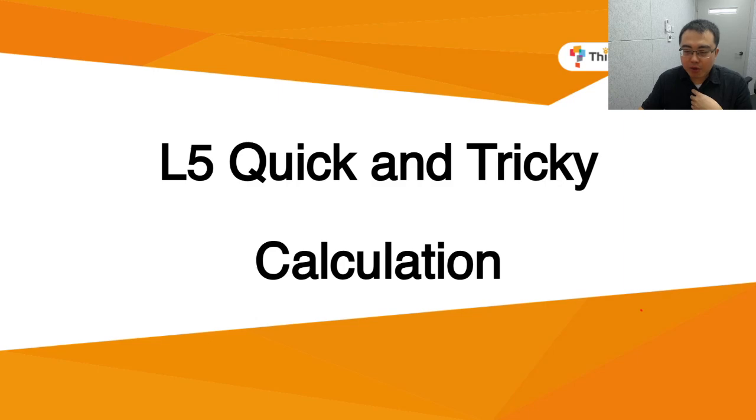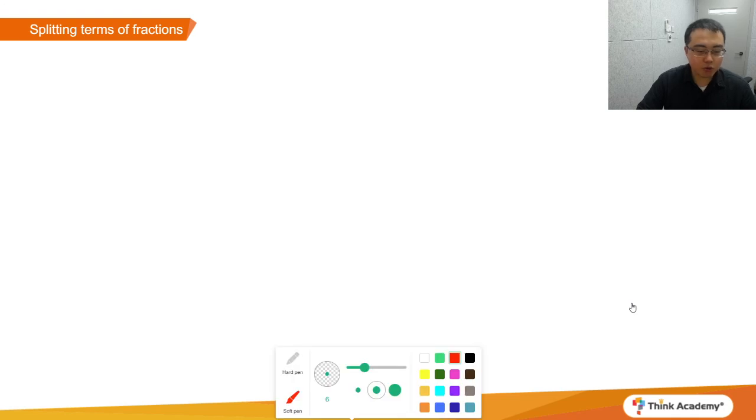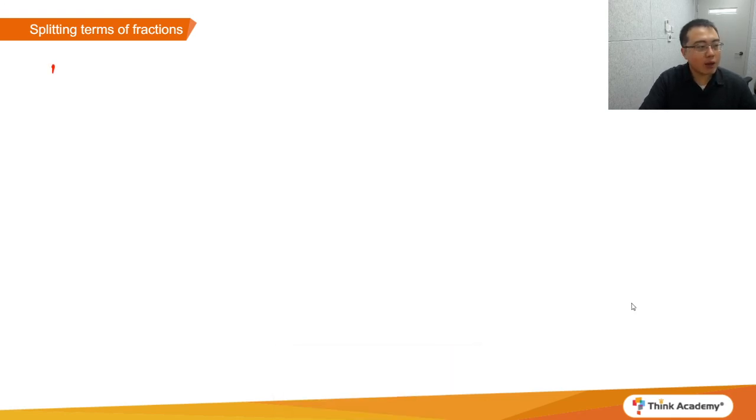Well, this week we will talk about quick and tricky calculations. And the most important method we study this week is splitting terms of fractions, 分数列项. So what is it? Let me write down two fractions here: 1 over 3 and 1 over 4.